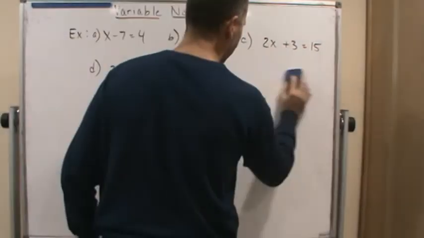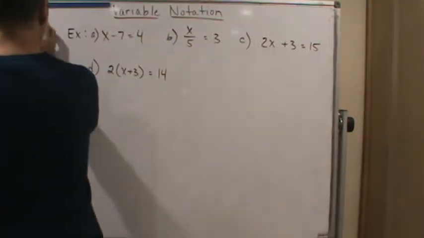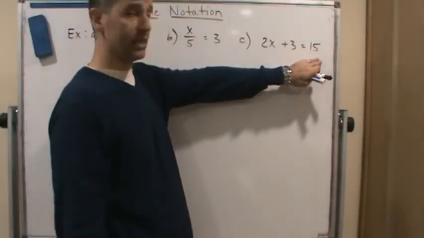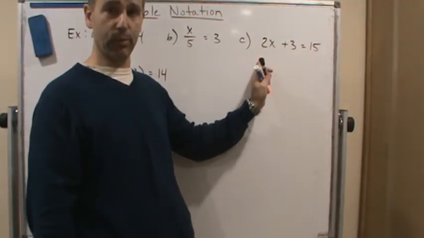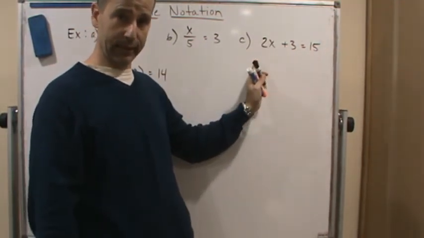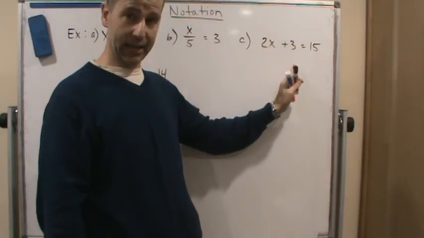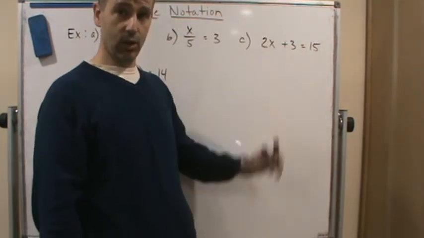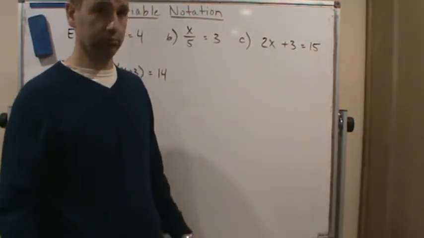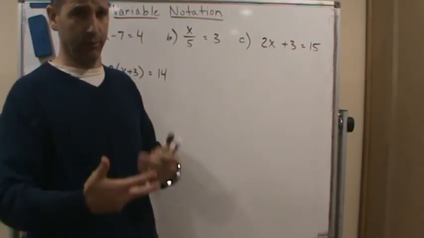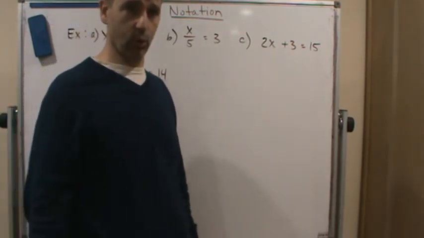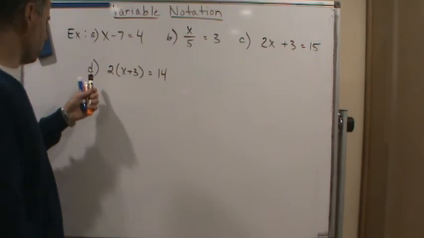Another way is you could say 15 is the result of taking a number and doubling that number and then adding 3 to the product. Okay, that's another way of phrasing it that would also work. Okay, what about this one?